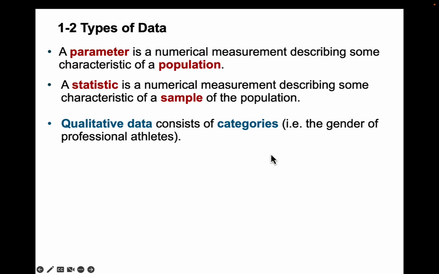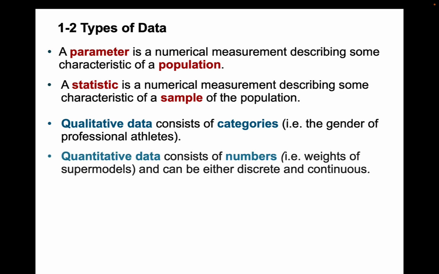Qualitative data consists of categories. So an example would be genders of professional athletes. Versus quantitative data, that consists of numbers. For example, the weights of supermodels.